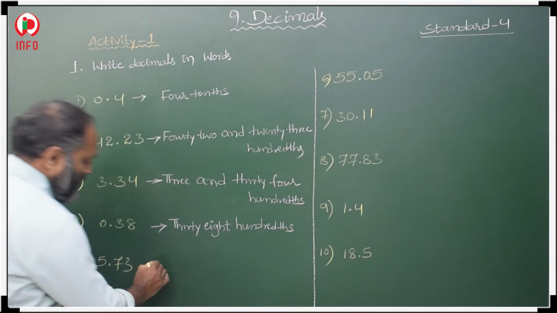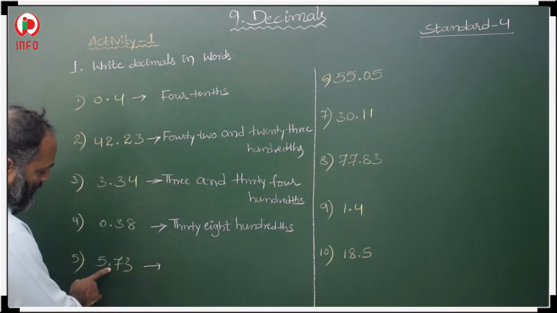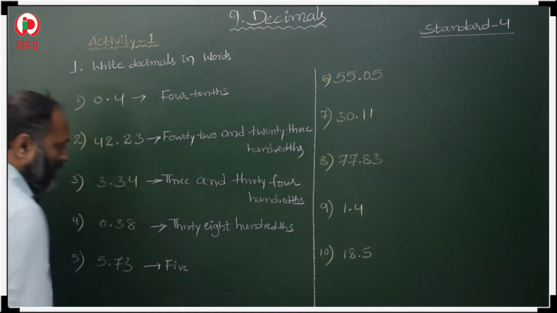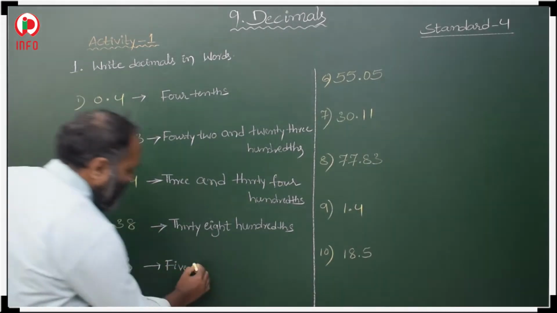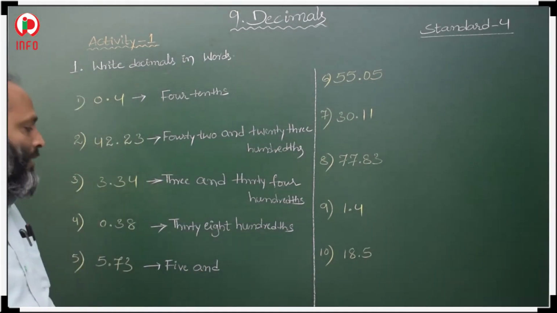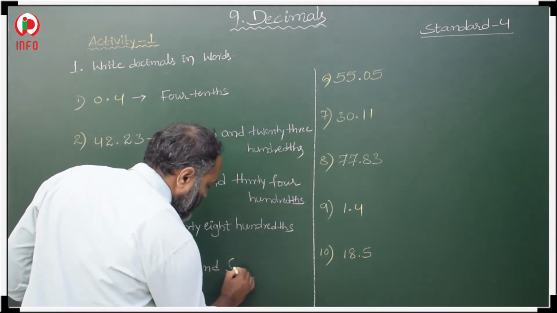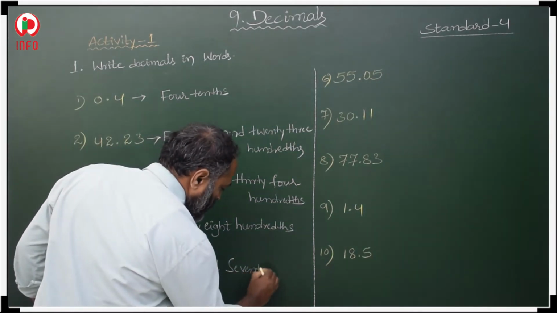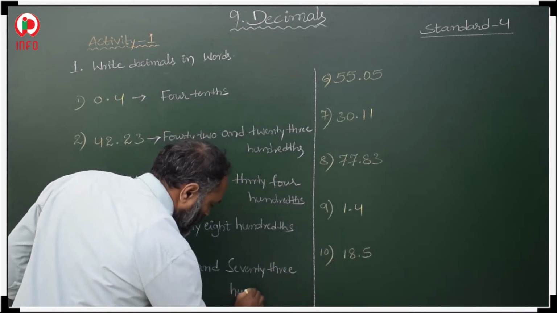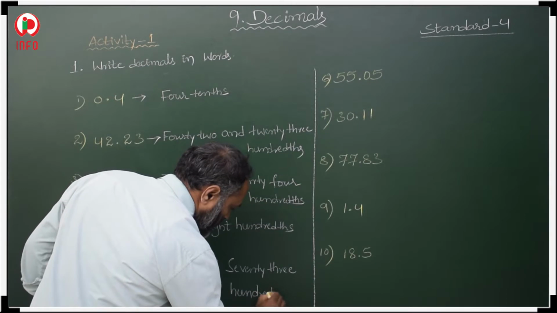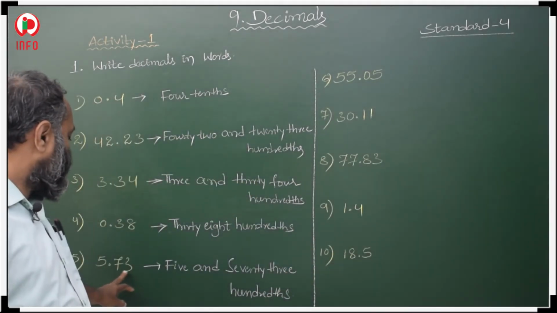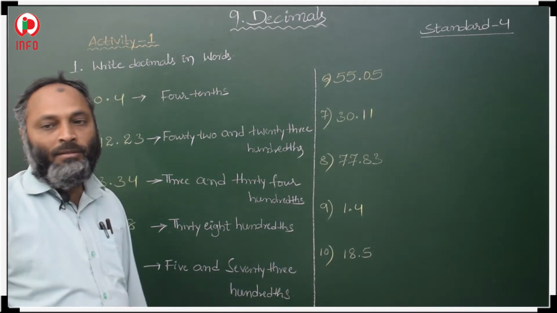Now here, 5 is there before the decimal. First we have to write 5, and after that "and". 5 and 73 hundredths. Okay.